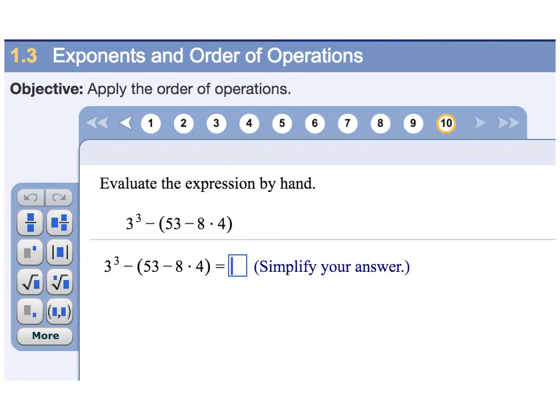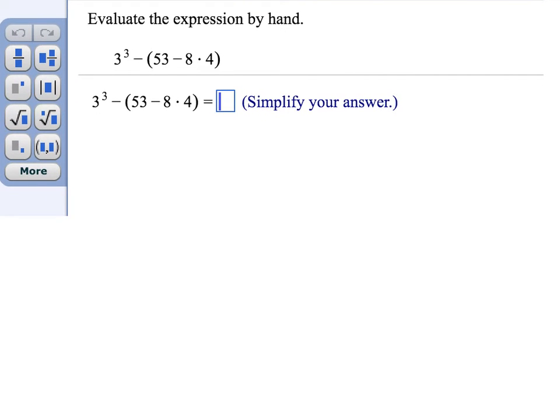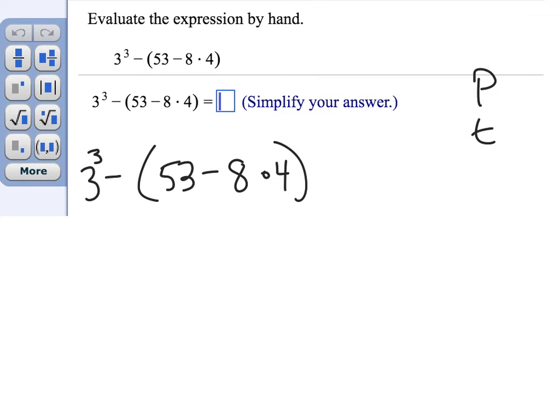And the last one, big old long problem here. You've got 3 cubed minus, and then in parentheses, 53 minus 8 times 4. So please excuse my dear Aunt Sally. So first thing we got to do is our parentheses. Here's our parentheses. Now inside our parentheses, are we going to subtract first or are we going to multiply first? Well, we're going to multiply first because it's higher on our pecking order. It's higher up on the list.